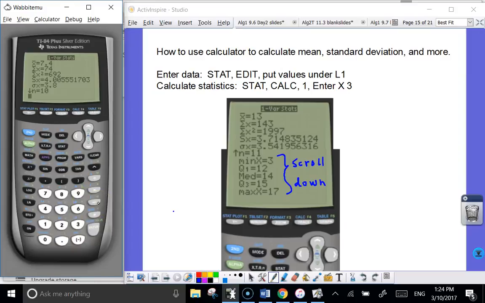So what you see, right? You see the x bar, 7.4. You see the sum of the values and the sum of the squares. That's not the sum of the squared differences like we did. And then you see this sigma x right there. That's the standard deviation, 3.8. So actually on this screen, the only two numbers you're going to look at are the x bar and the sigma x. That's the mean, that's the standard deviation.